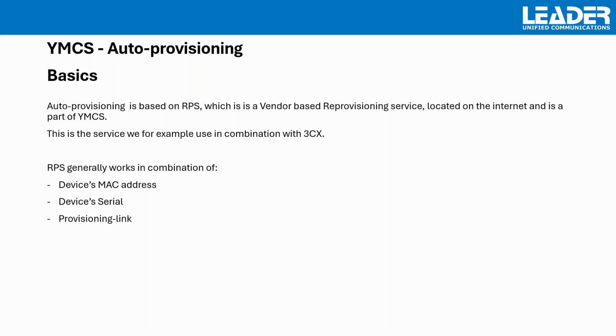This is the service we, for example, use in combination with 3CX, and also all the examples further down with IP phones will be mainly linked to 3CX. RPS generally works in a combination of the device's MAC address, the device's serial number, and when using 3CX, for example, a provisioning link. With other PBXs, it can be that a configuration file is required.